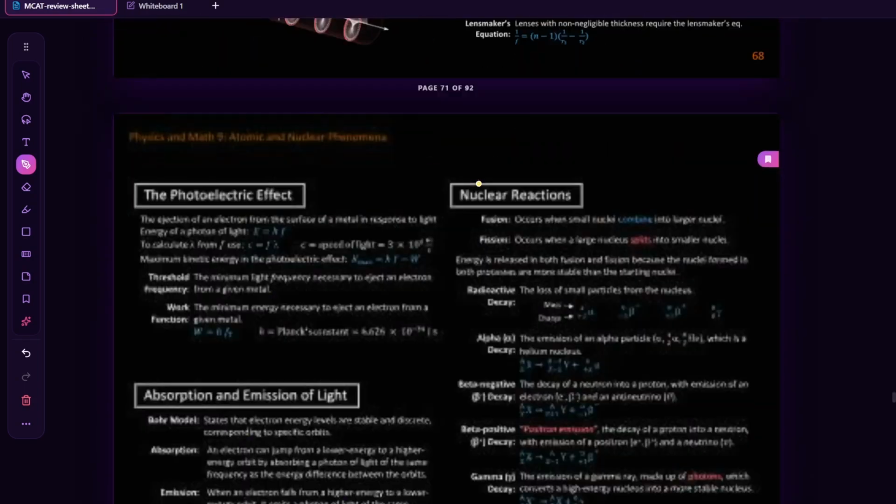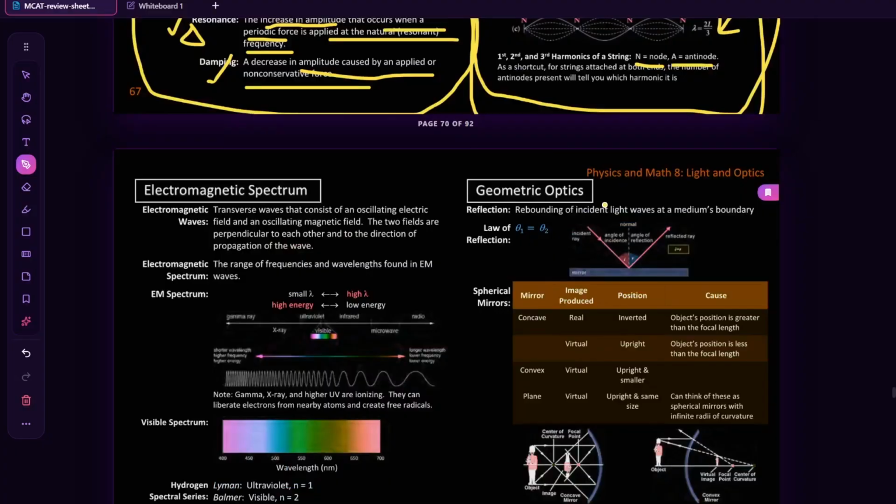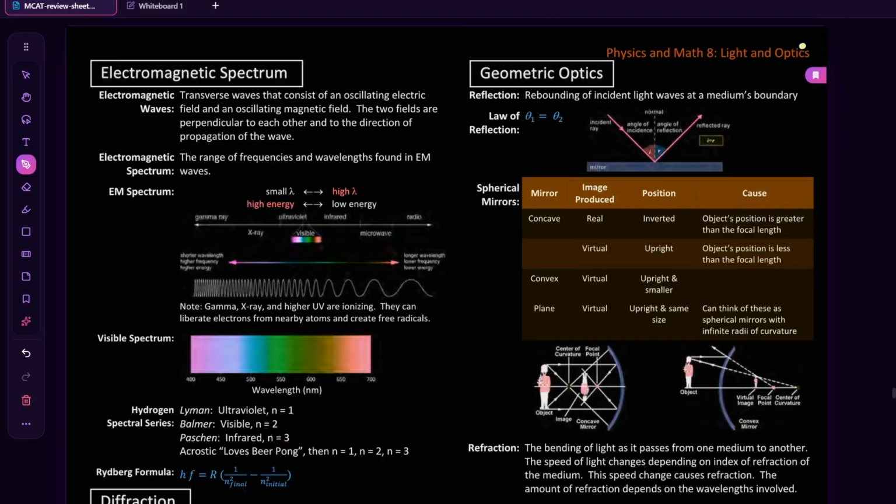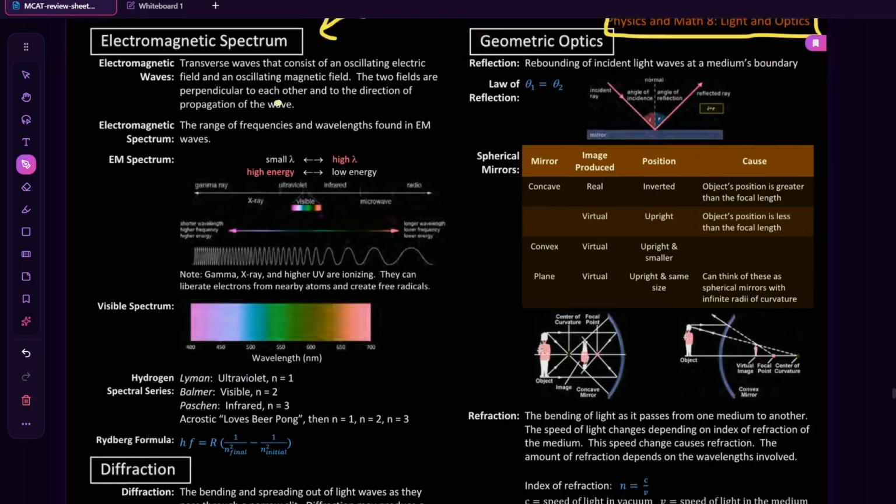And then the next thing we'll be doing is light and optics, and lastly the atomic and nuclear stuff. Okay, so now we're on chapter 8 on light and optics. We're going to start with the electromagnetic spectrum.